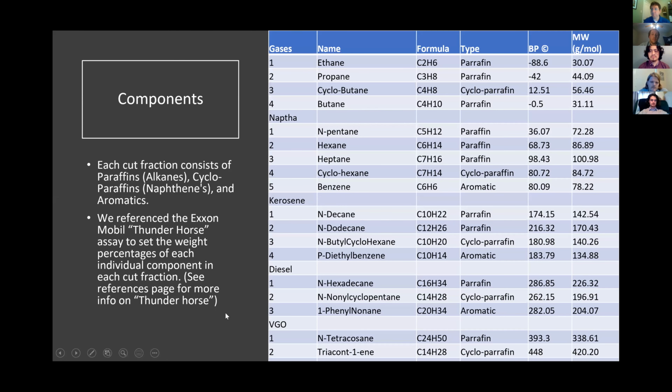And these are the components we used. Our main basis was the number of carbons that each component had for each cut fraction. We also based it off the boiling point. And then in the next slide, you'll see an assay from BP, I believe. Exxon. And so we decided to go with the paraffins, cycloparaffins, and aromatics for each cut fraction.